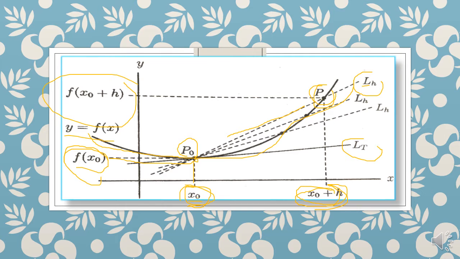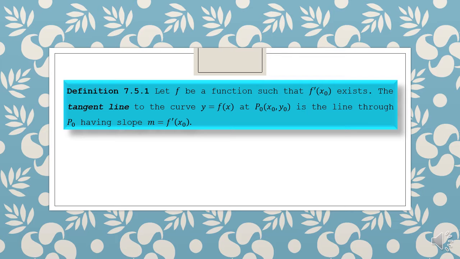So let's have a formal definition of the tangent line and the normal line. Here, first definition: the geometric interpretation of the derivative is the tangent line. Let f be a function such that f prime of x sub O exists. The tangent line to the curve y equals f of x at the point P sub O having the coordinates x sub O and y sub O is the line through P sub O having slope, ito yung slope ng tangent line natin, m equals f prime of x sub O.